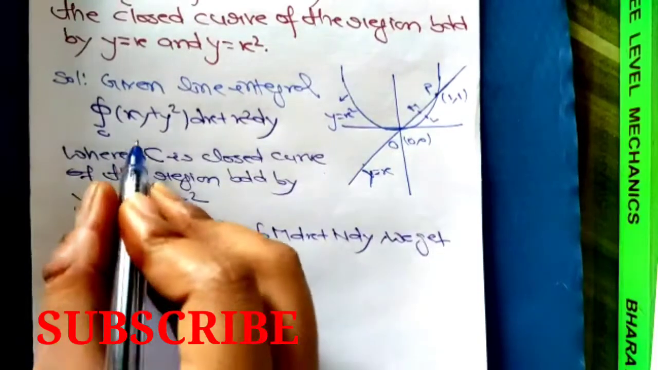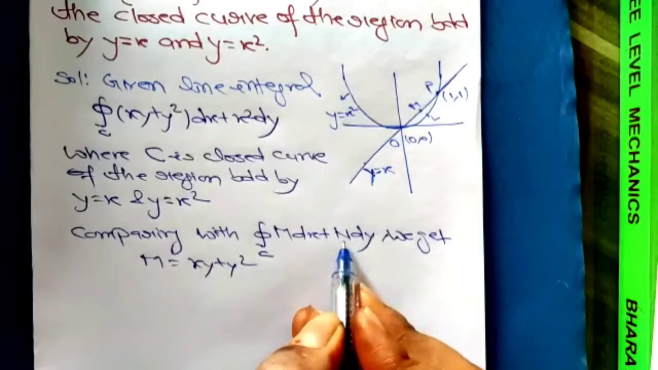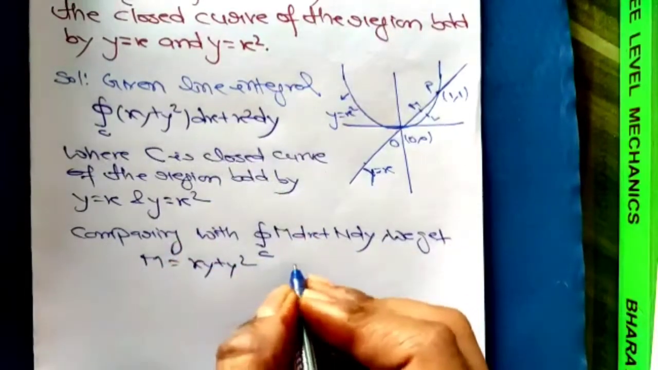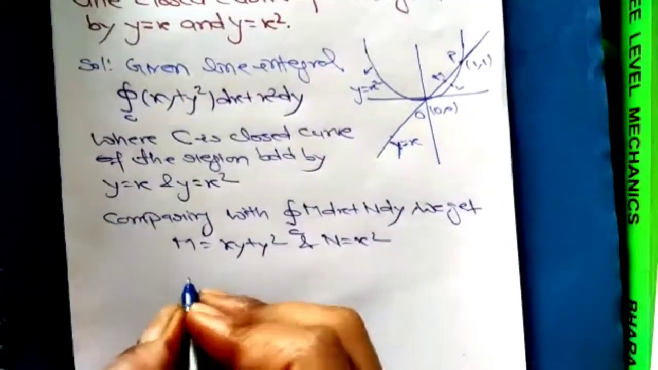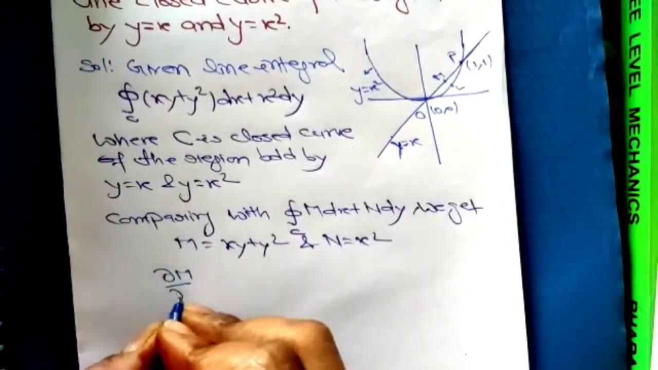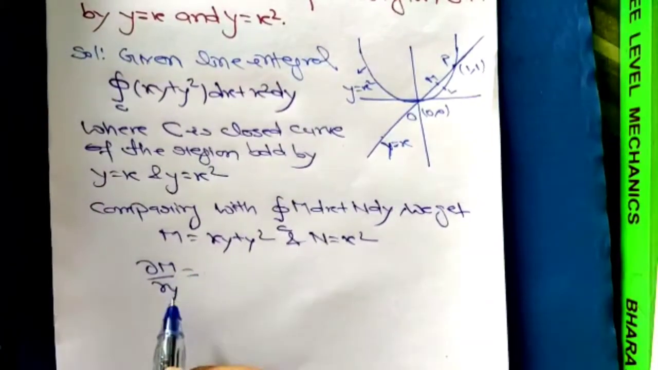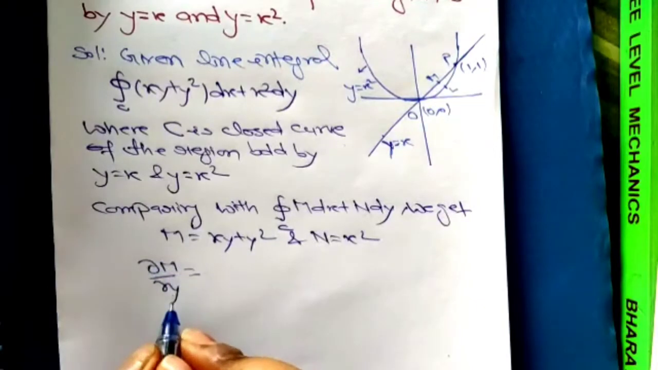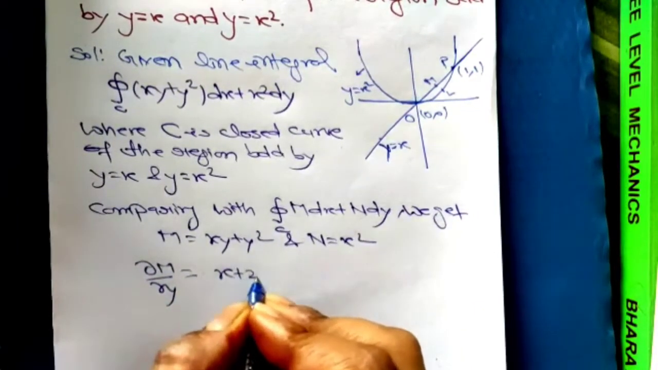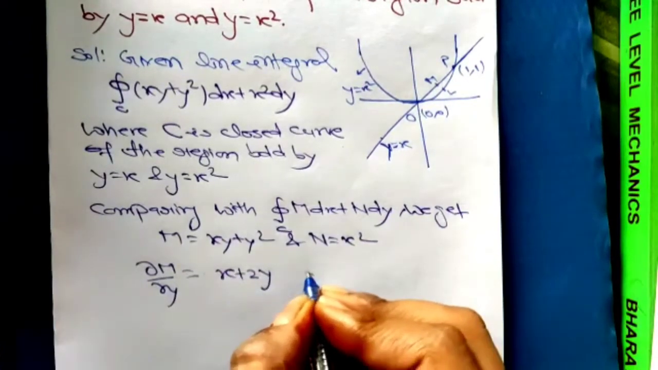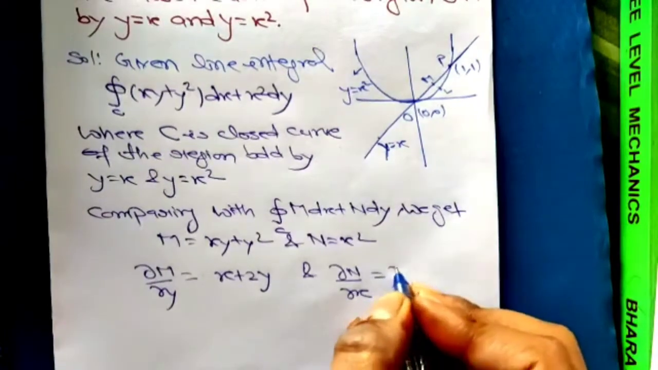We got M equals what? xy plus y square, and in place of N it is written x square, so N equals x square. Now we are going to find del M upon del y, because according to Green's theorem we have to find the partial differentiation with respect to y. So we get x plus 2y, and del N, the partial derivative with respect to x, we get 2x.